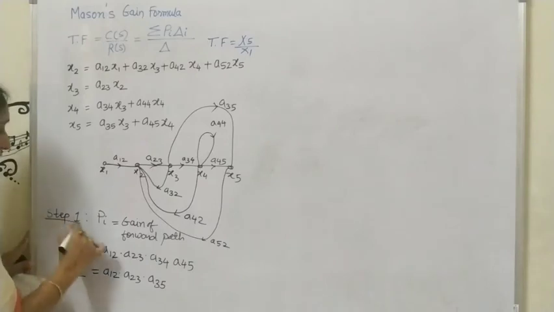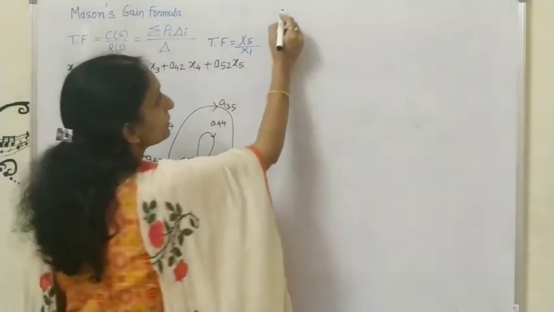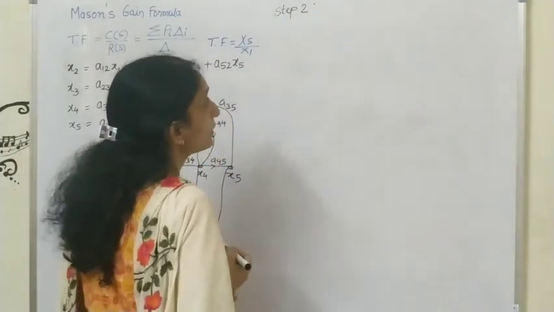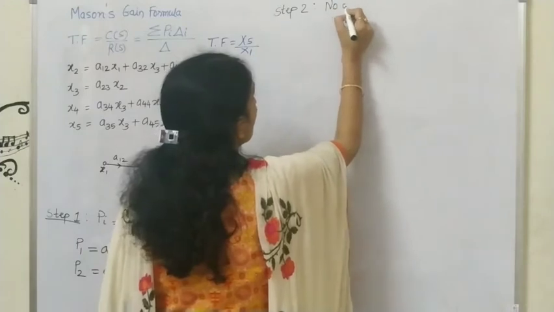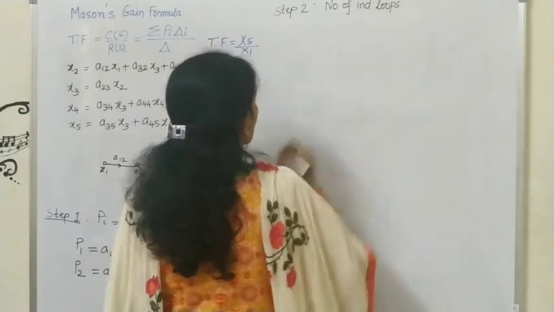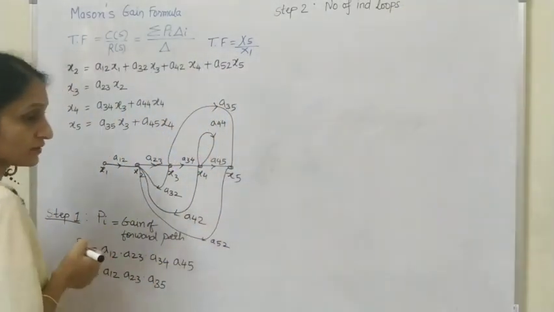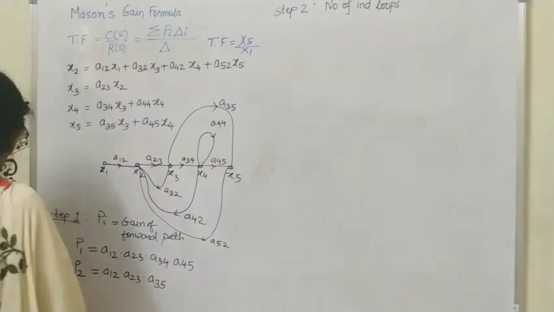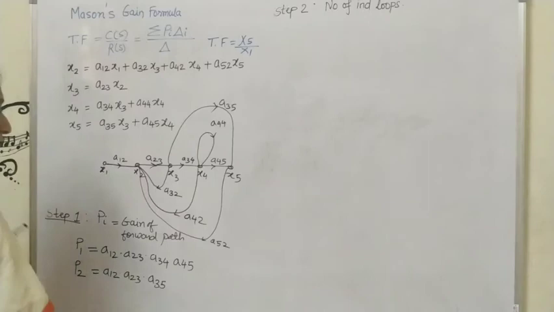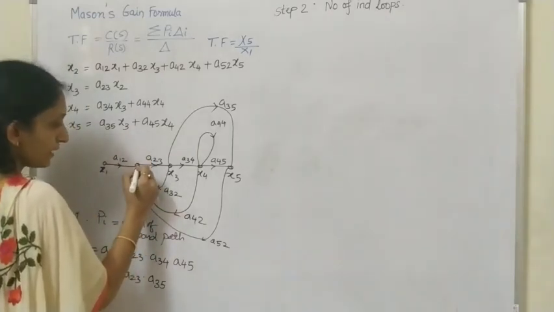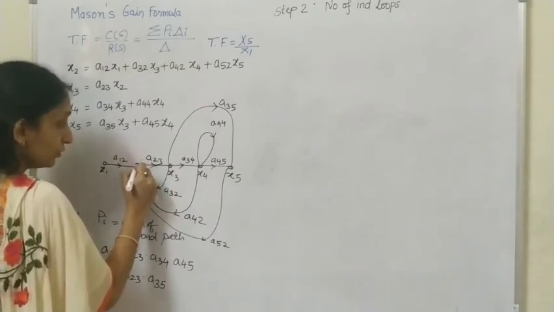Now next, step number 2: you have to calculate the number of individual loops. I will check for the number of loops here. Loops means closed loop paths. So how many loops are there, that we have to calculate. I will start with this. What is a loop? A loop is a closed loop path where the input and output node are the same.